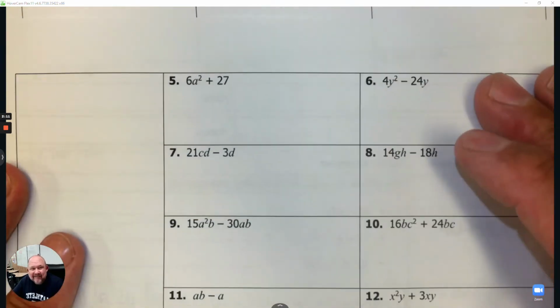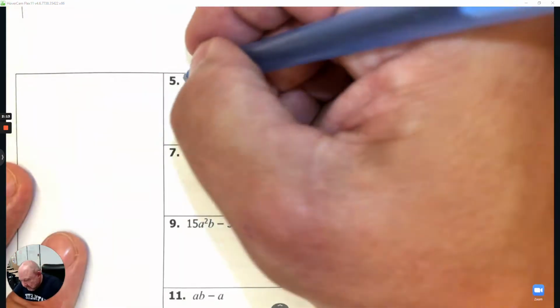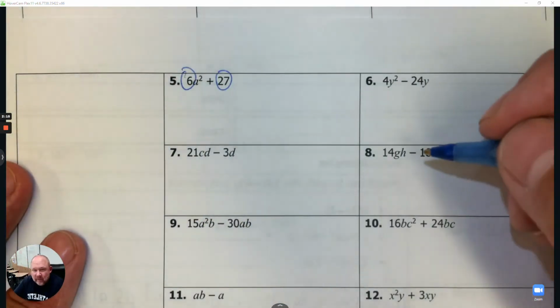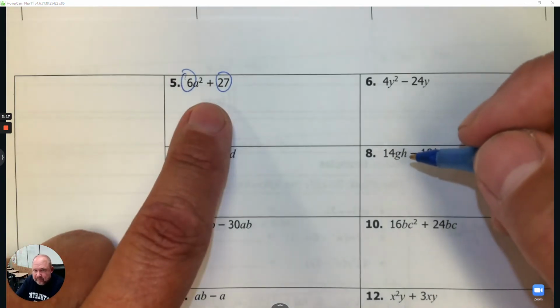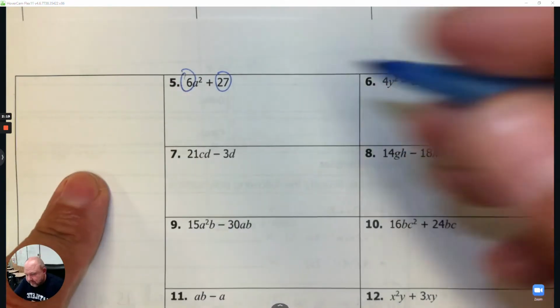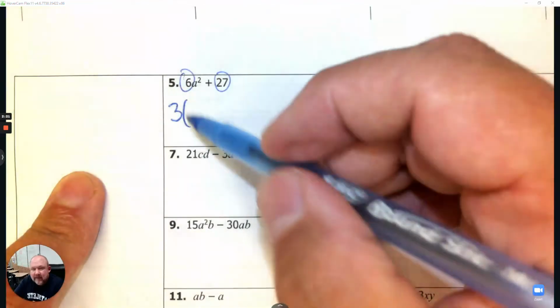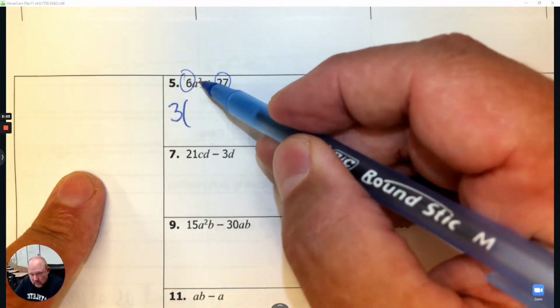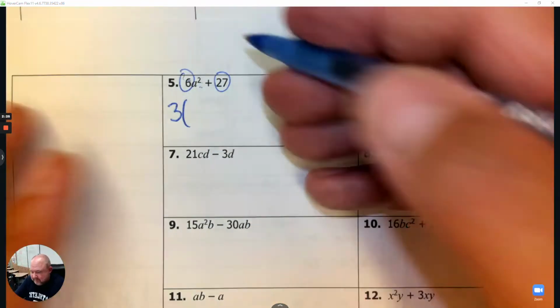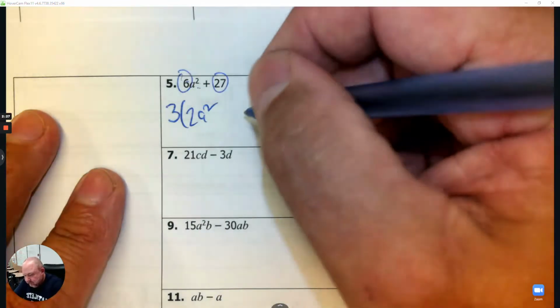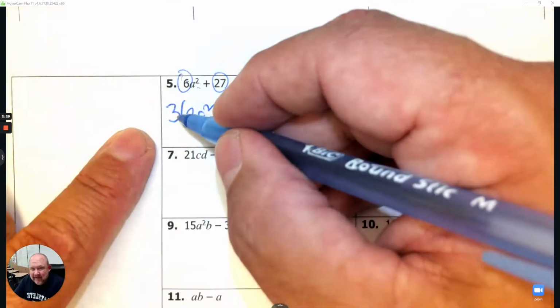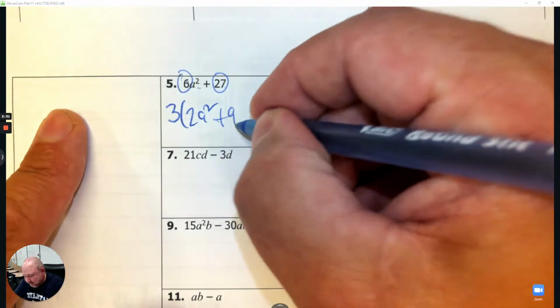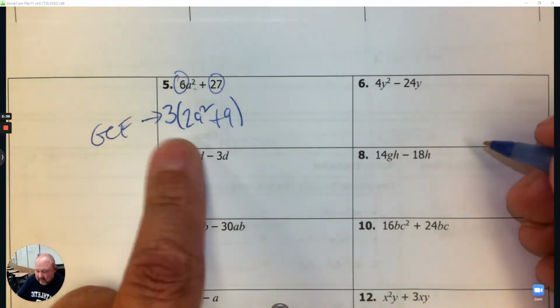Number 5, so I want to look at 6 and 27. What number do they share that goes into both evenly? And that number is 3. So 6a squared divided by 3 is 2a squared, and 27 divided by 3 is 9. And there it is. That 3 there is called the greatest common factor, that number in front.